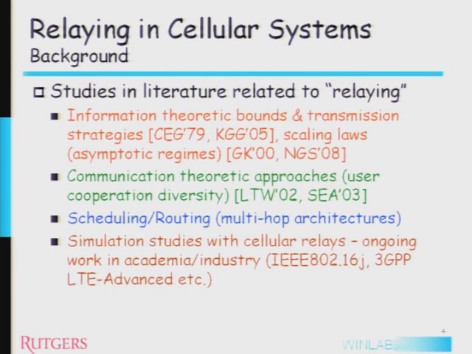In the communication theoretic literature, there is user cooperation diversity by Laneman, Tse, and Wornell, and Sendonaris, Erkip, and Aazhang also gave user cooperation diversity. That was also taken up and studied well in the literature. And the systems people talk about multi-hop architectures, scheduling and relaying. And if you look at industry, there is a lot of simulation study on cellular relaying in academia and industry. The standard is ongoing now.